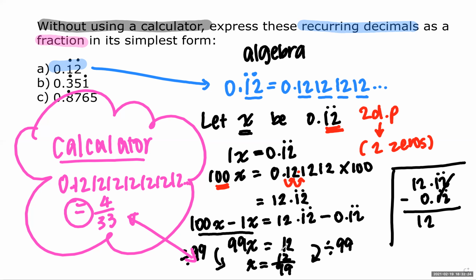Because over here, my answer is not in the simplest form yet, and the question says it needs to be in the simplest form. So 12 over 99, divide by 3, gives me 4, and 99 divided by 3 gives me 33. So can you see that my answer is the same as the calculator? It is 4 over 33. All right, so that's it for A. Now I'm going to move on to B and C. B and C are also done the same way.